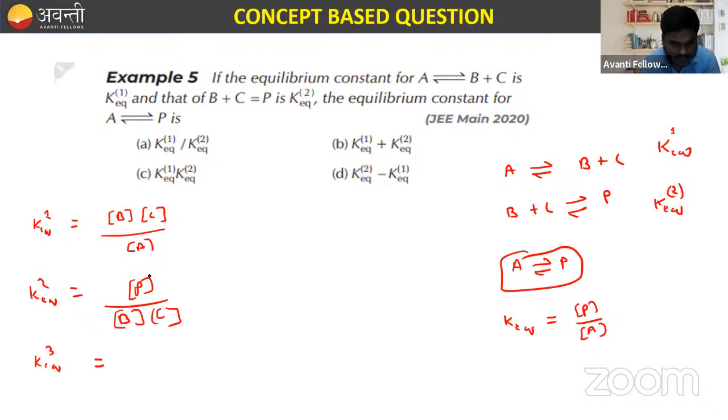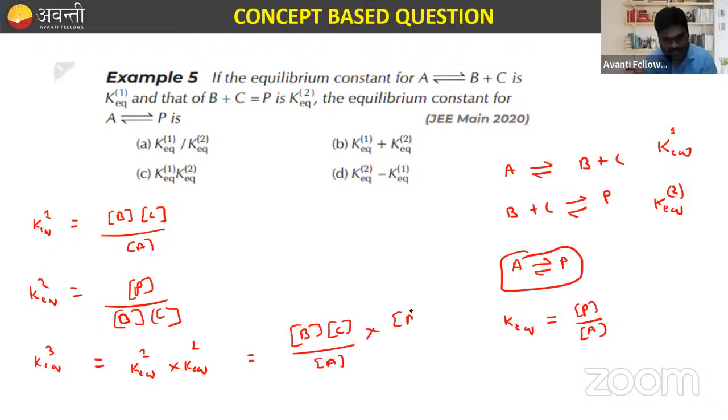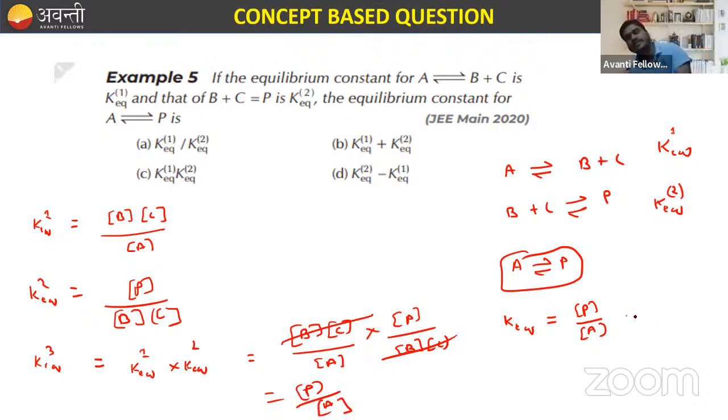So if you multiply K equilibrium 1 with K equilibrium 2, what will you get? K equilibrium 1 is the concentration of B times the concentration of C upon the concentration of A. Multiply by the concentration of P upon the concentration of B times the concentration of C. They cancel out and you get P by A. This is the desired equation we want, P by A. So this is equal to K equilibrium 1 into K equilibrium 2.